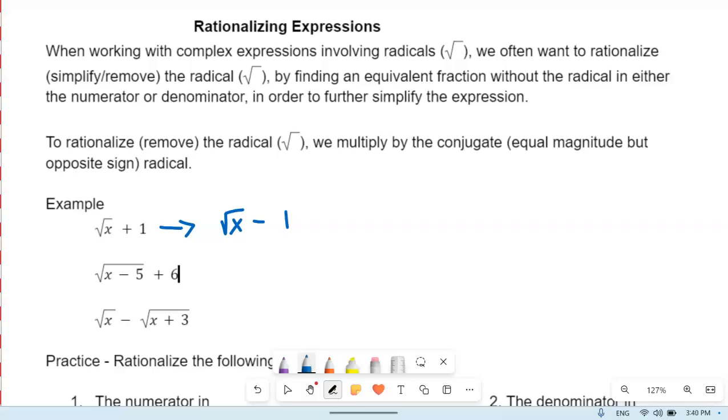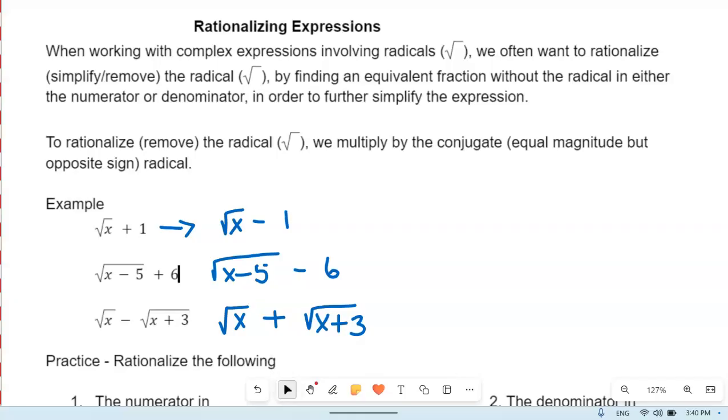So root x plus 1, its conjugate radical is root x minus 1. Root x minus 5 and 6 have a conjugate radical that is root x minus 5 minus 6. And root x plus 3 has a conjugate radical that is root x plus root x plus 3. Okay, so I'm just switching the sign. This is the equal magnitude but opposite sign, and we'll see why this happens in a minute.